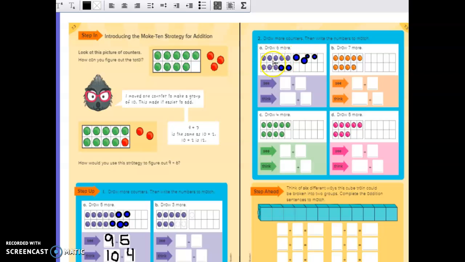Now I had 5, 6, 7, 8 to start. I added 6 more, but I filled out my 10 frame, so it's not 8 anymore, it's 10, because a full 10 frame equals 10. And then I'm going to add 1, 2, 3, 4 on the next 10 frame. So 10 plus 4 gives me a total of 14. So I could say that 8 plus 6 is 14, or 10 plus 4 is 14.